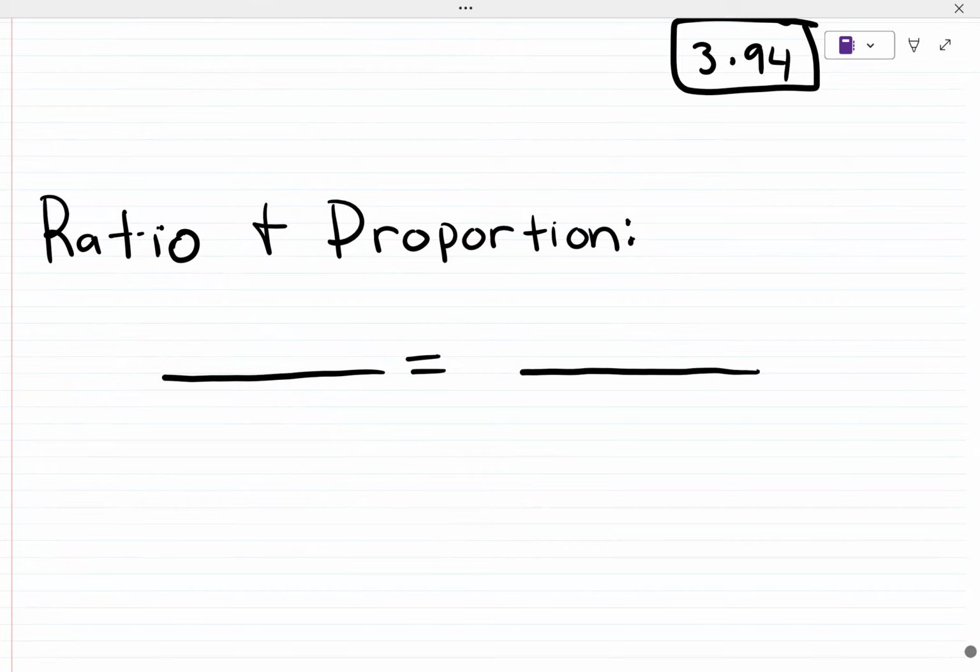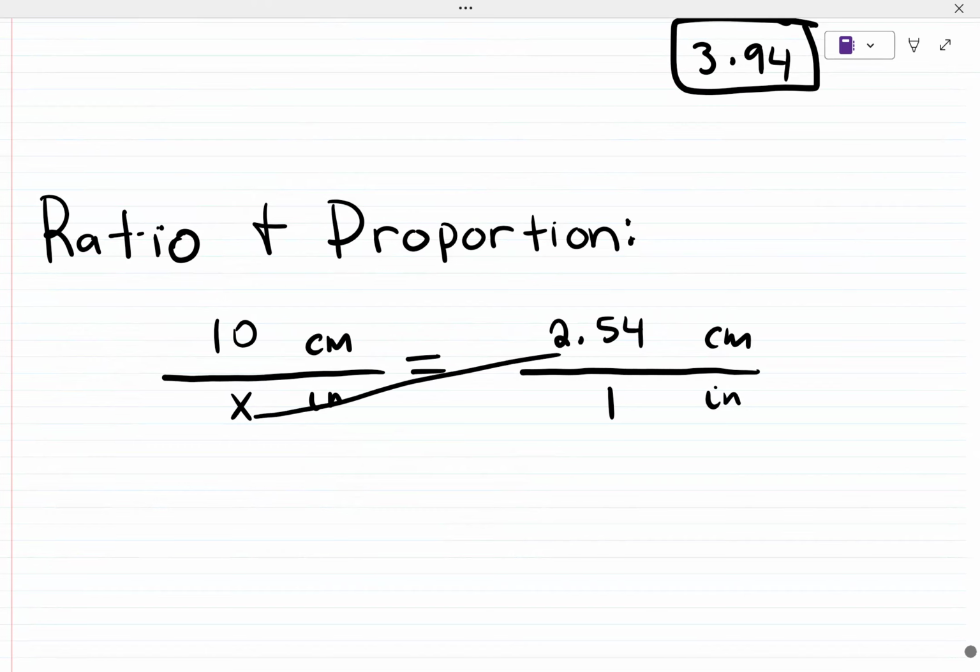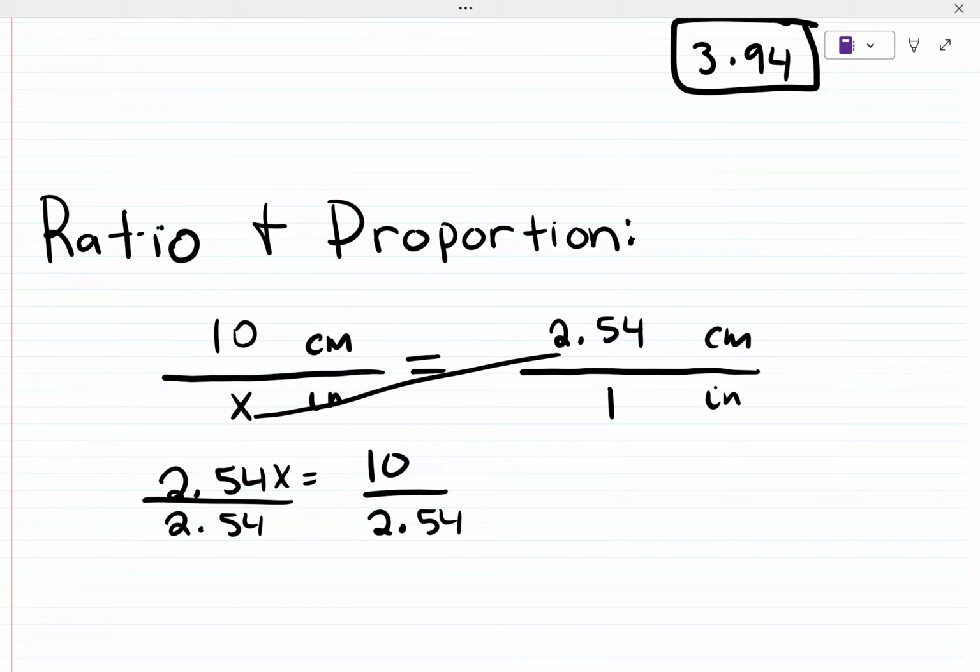Now ratio and proportion. Centimeters on the top, inches on the bottom. So we were given 10 centimeters and then unknown inches. And then for 1 inch, there's 2.54. Okay, so cross multiply. So that's 2.54x equals 10 times 1. To solve for x, you're going to divide this by 2.54, and you get 3.94.